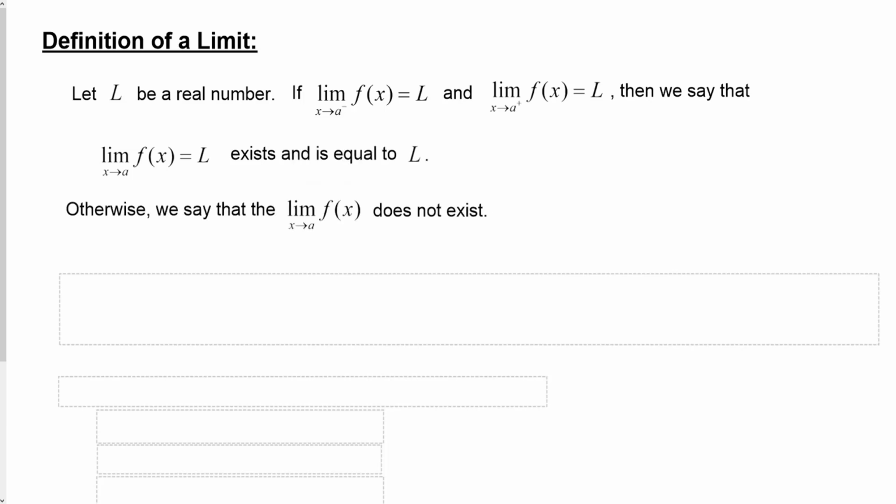Otherwise, we say that this limit does not exist. So either those two, the left-handed and the right-handed limit, agree with one another, and therefore you have a single point that you could put in to make a continuous function, or the limit does not exist. There's no one point you could put in.